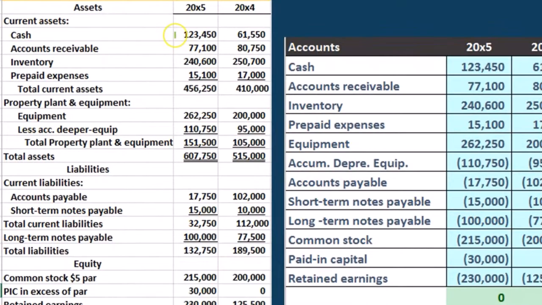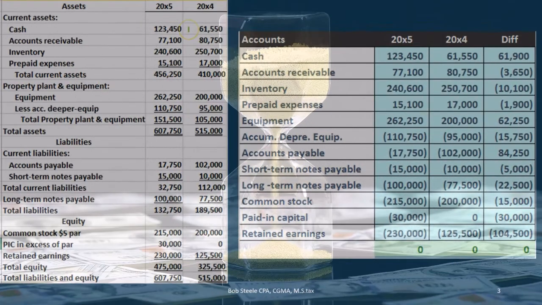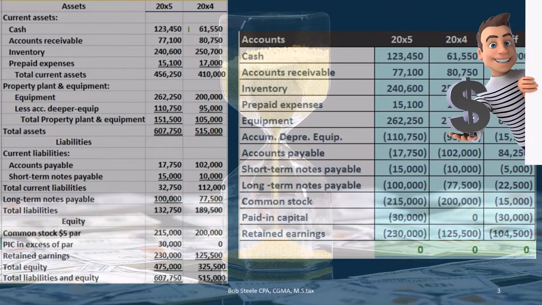So obviously, if we're looking at the end period here for cash, 123,450, compared to the beginning of cash, 61,550, then the difference in that, in essence, is the change. So that's the whole story. That's like the big picture story of what happened to cash. Well, that's the change in cash.